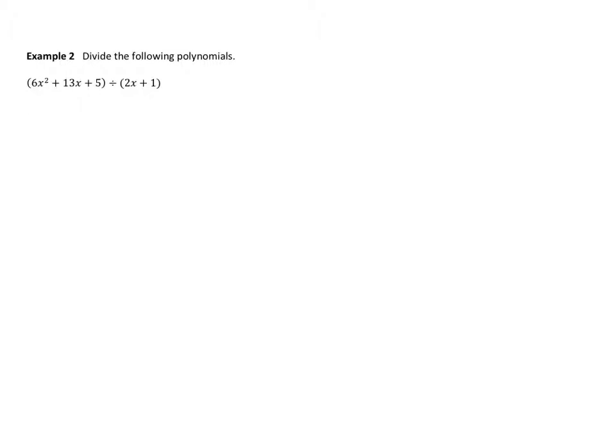So let's try this with a slightly more complicated example, where I want to divide 2x plus 1 into 6x squared plus 13x plus 5. Notice that nothing is missing. It goes squared, first, numbers, so I don't have to fill anything in. But the difference here is the thing I'm dividing by now has two pieces. How is that going to change this process?